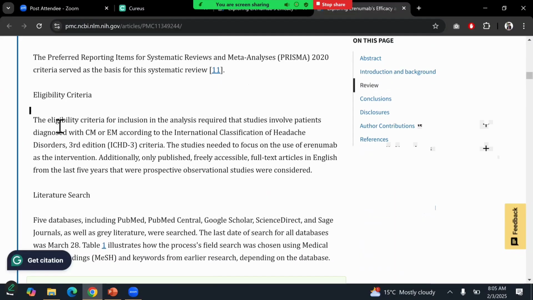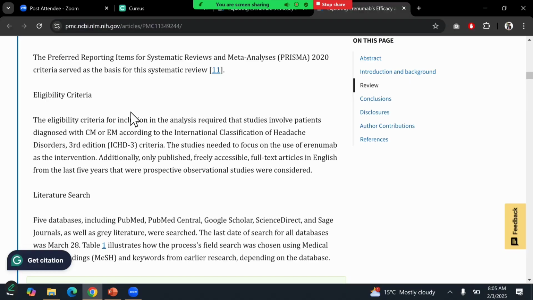So eligibility criteria for inclusion require that studies involve patients diagnosed with chronic or episodic migraine according to ICHD-3 criteria. The studies needed to focus on the use of arinumab as the intervention. Only published, freely accessible full text articles in English from the last 5 years. These are all the things that I told you in the slides that you have to include, and study type, prospective observational studies were considered. So it all depends on your filters, and you will write it when you do the data search, and you will include articles from the last 5 years of full text or whatever.